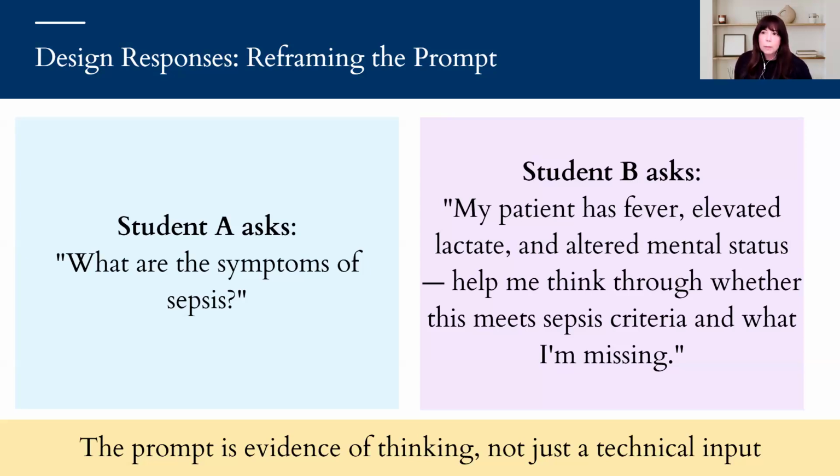That's asking for sort of a lower level of information. Whereas if we look at prompt B, the student says, "My patient has a fever, elevated lactate, and altered mental status. Help me think through whether this meets sepsis criteria and what I'm missing." So here we see that the student has already assembled diverse points of information as part of the prompt. And it's also essentially asking the large language model to take on a role of a guide or tutor. So I think this is one possible example of how we can look at student prompt use as evidence of their thinking and engagement with large language models.